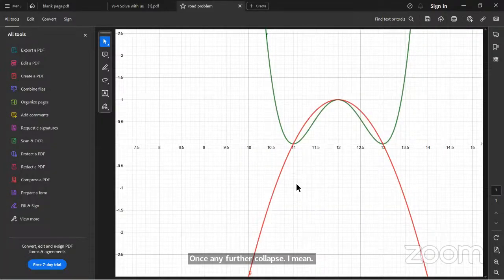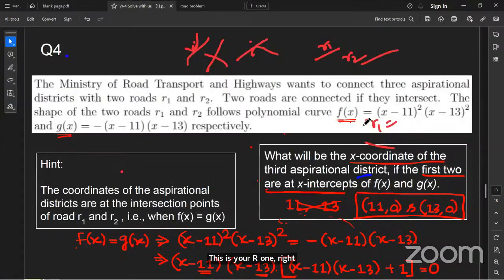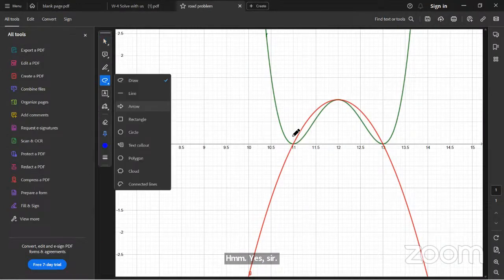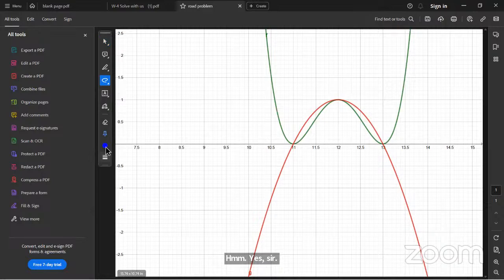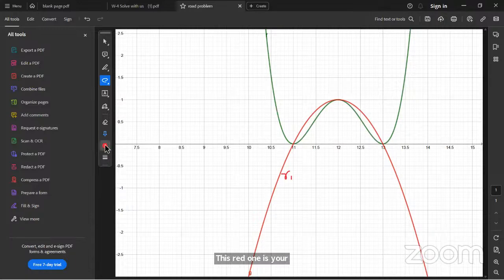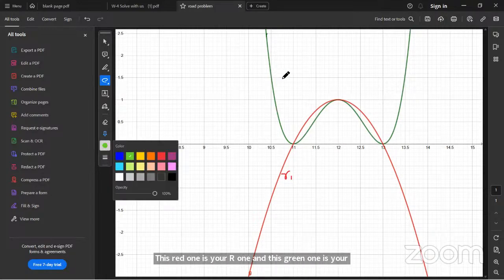As you can see, this is your R1, right? Hello, am I audible? Yes, sir. So R1 is behaving like what? Both 11 and 13 have multiplicity 2, right? Yes, sir. The red one is your R1, and this green one is your R2.